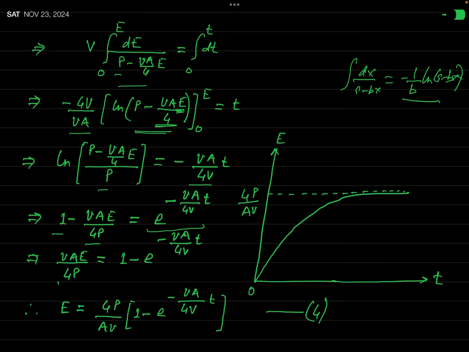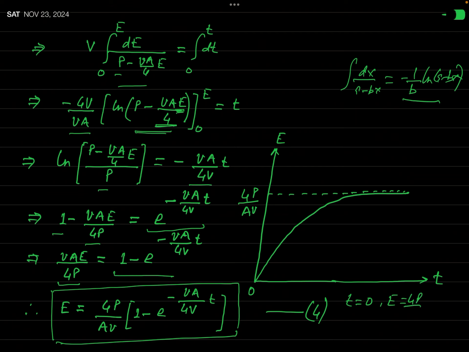And that's why VAE divided by 4P is 1 minus exponential raised to the power minus VA divided by 4V times T. Therefore, E is equal to this much. This is the energy density in the room at any time T. Now see this result carefully. At t equal to 0, what will be the value of E? Easily you can say this will be 4P divided by AB times 1 minus 1, because there will be e to the power 0, which is 1, and so this value is 0. So at zero time, the energy density in the room is 0.